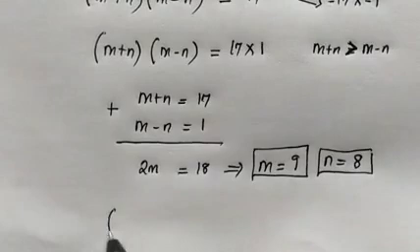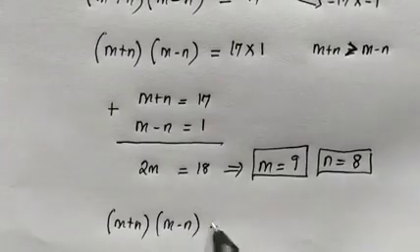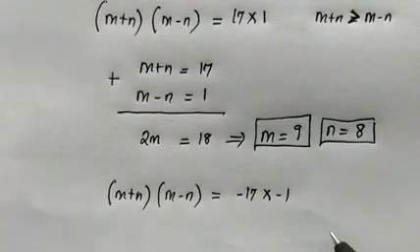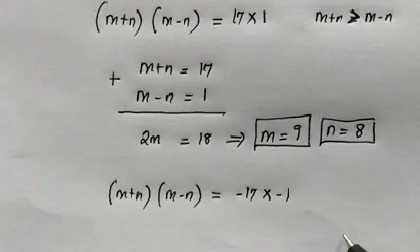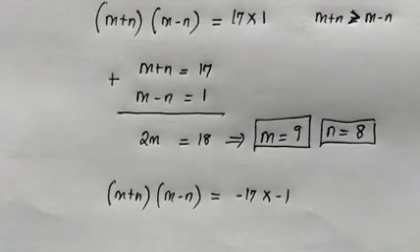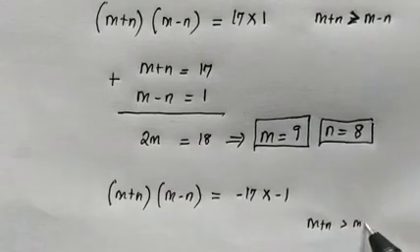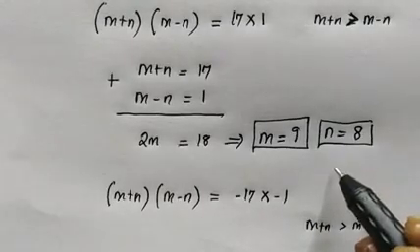Then, the second case is where we have m plus n multiplied by m minus n is equal to negative 17 times negative 1. So here, m plus n must be greater than m minus n. Is that true? Let us find out if this is true.